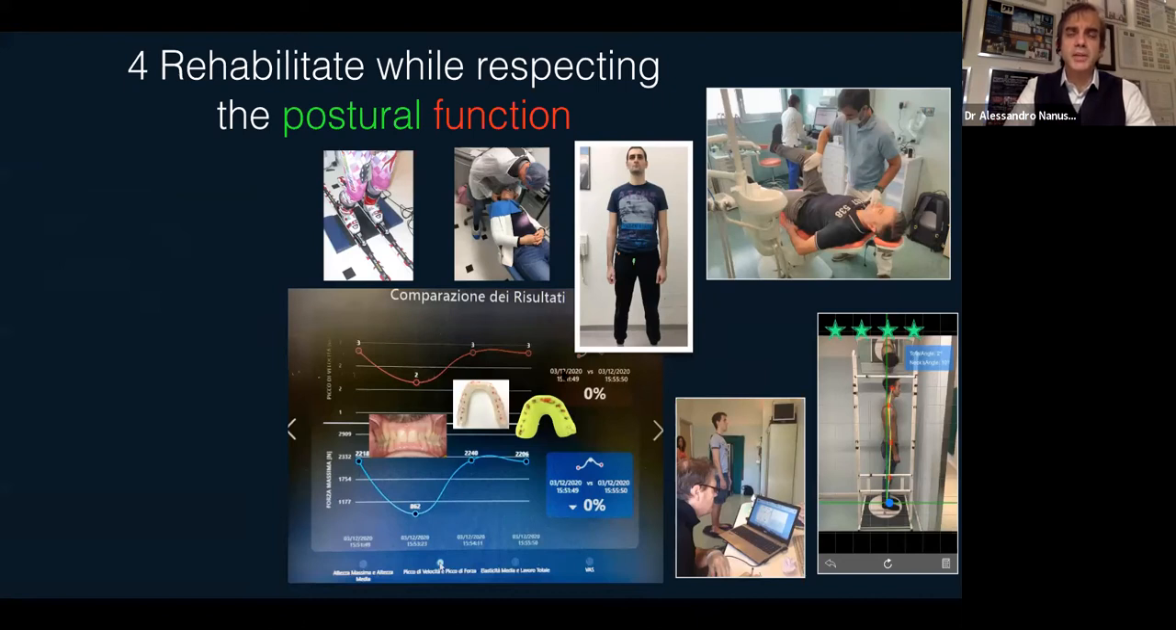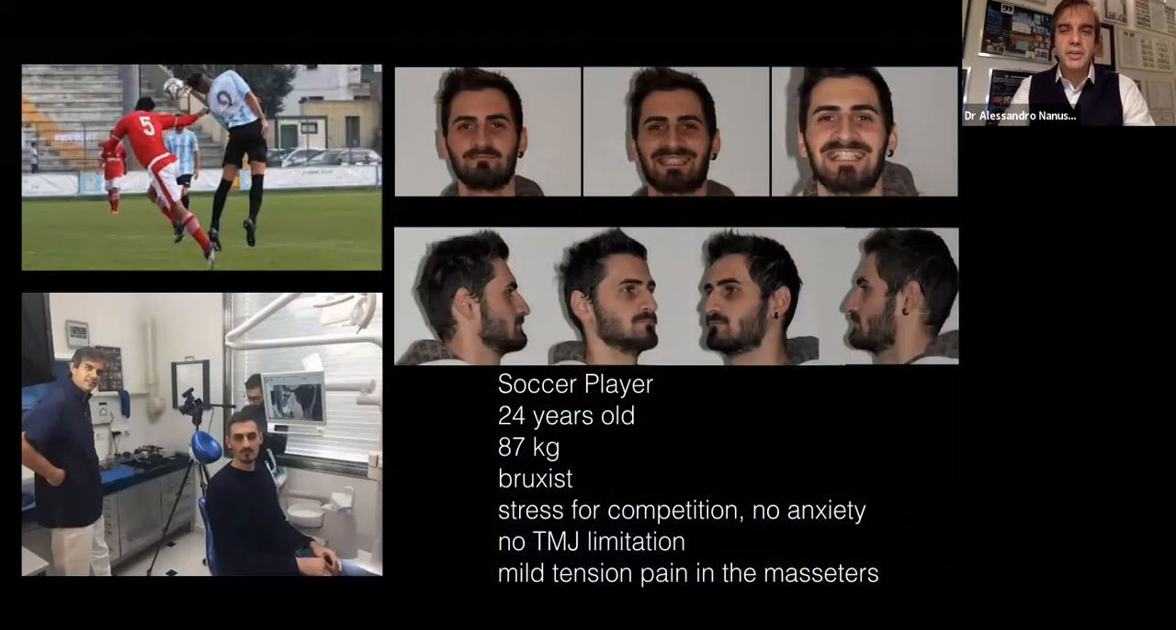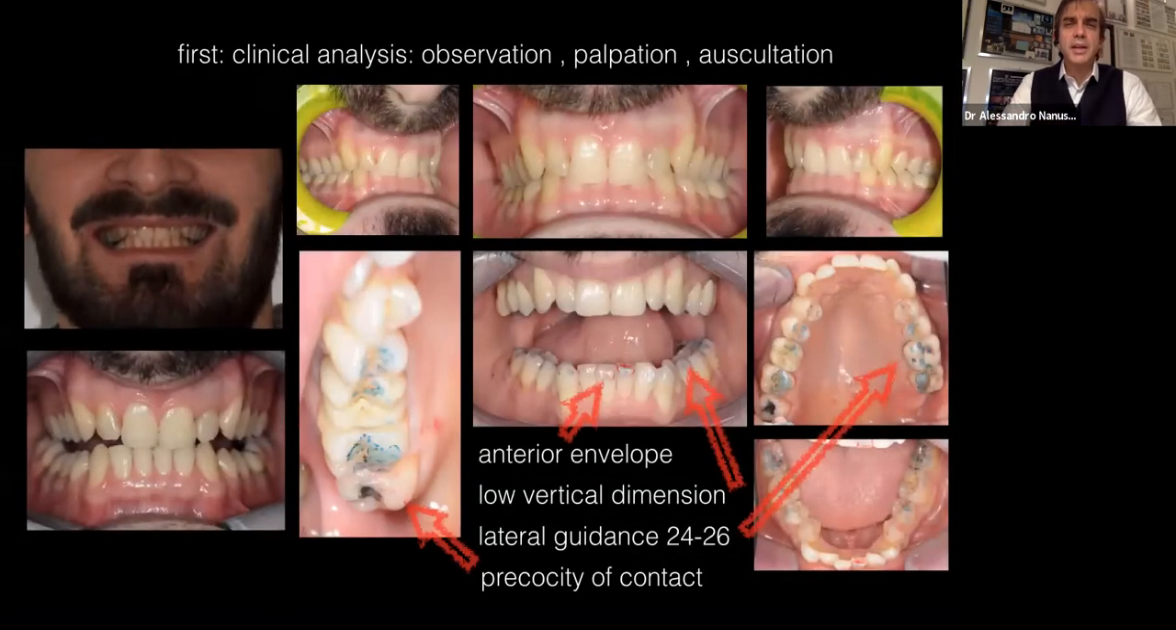Also, we can use an inertial accelerometer to control the power, for example, of the jump. This athlete is a social player, 40 years old, very strong and heavy. He's a bruxist. You can see here a problem of anterior envelope. This is a topical occlusion that creates an envelope and not freedom of movement.